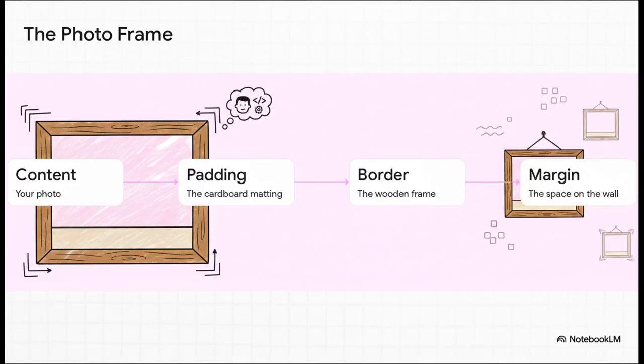Now, the best way I've ever found to remember this is the photo frame analogy. It's brilliant. The content is your actual photo. The padding is that cardboard matting inside the frame that gives the photo a little breathing room. The border is the actual wooden frame itself. And finally, the margin is the empty space on the wall between your photo frame and the next one over. It's a perfect mental model.